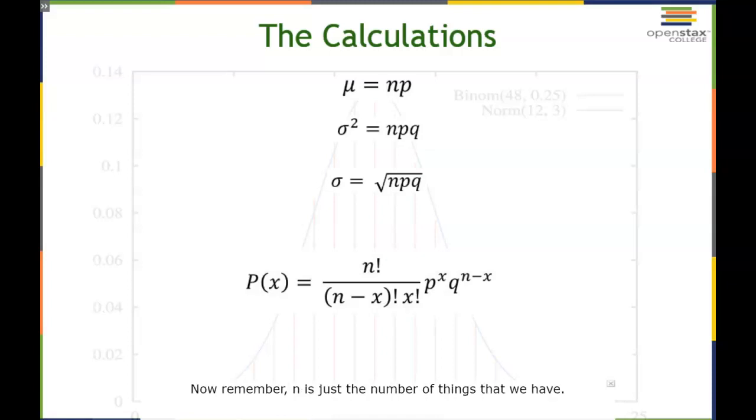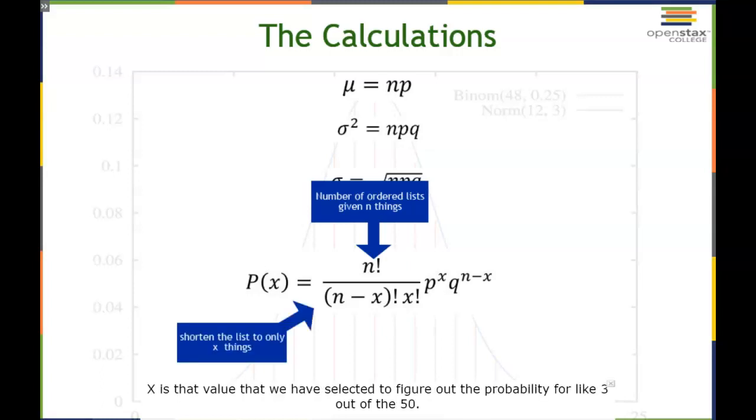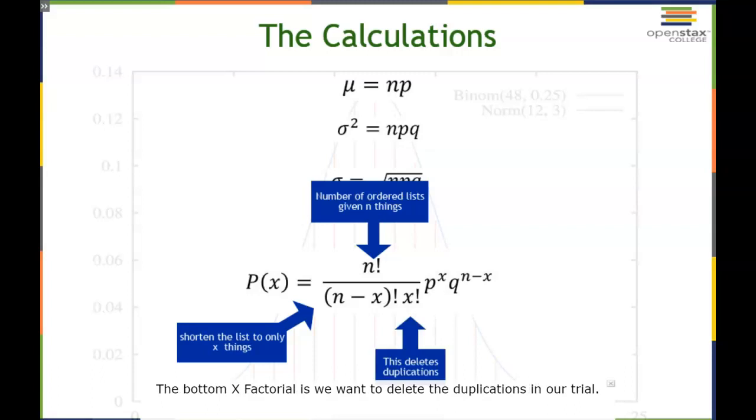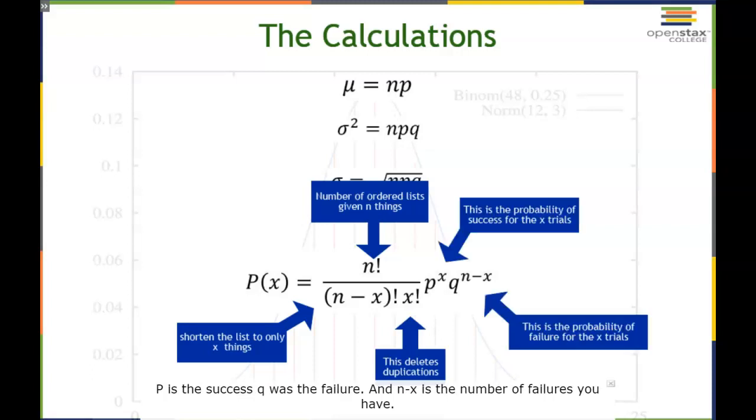Now remember, n is just the number of things that we have. X is that value that we have selected to figure out the probability for, like 3 out of the 50. The bottom x factorial is we want to delete the duplications in our trial. P is the success, Q is the failure. And n minus x is the number of failures you have, x is the number of successes. What's the probability that 3 will turn in their homework out of the 50? Then 3 are the successes. And that means 47 would be failures, by the way.